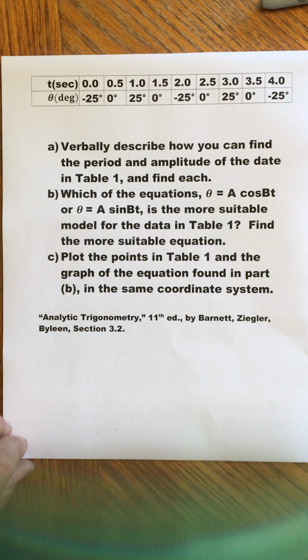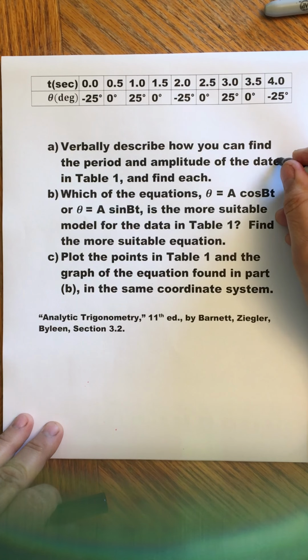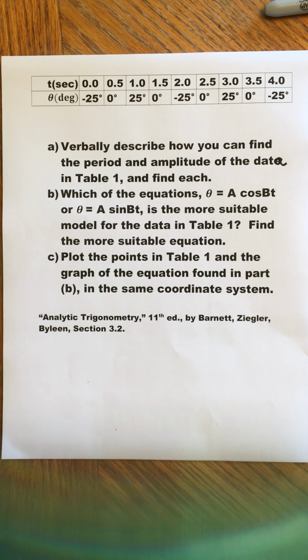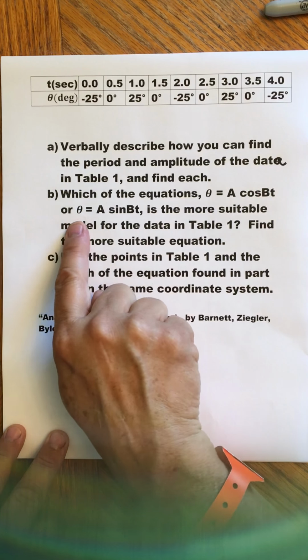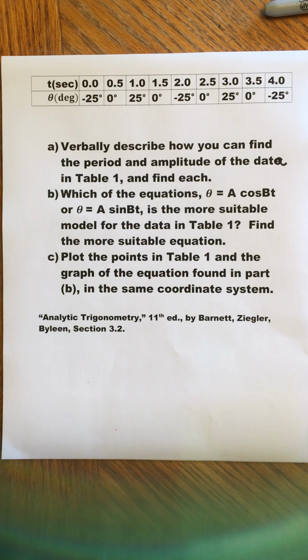And here's the table, and these are the questions they would like you to look at. Part A: verbally describe how you can find the period and amplitude of the data, not date, data in table 1, and find each. Part B: which of the equations, theta equal to a cosine of bt or theta equal to a sine of bt, is more suitable for the model for the data in table 1, and then find that equation. And then part C: plot the points in table 1 and the graph of the equation found in part B. All right, so let's take a look at this.